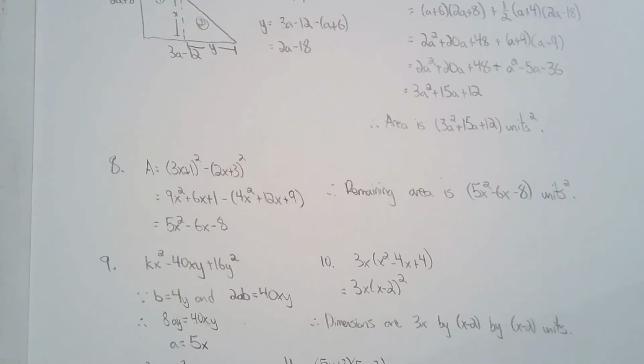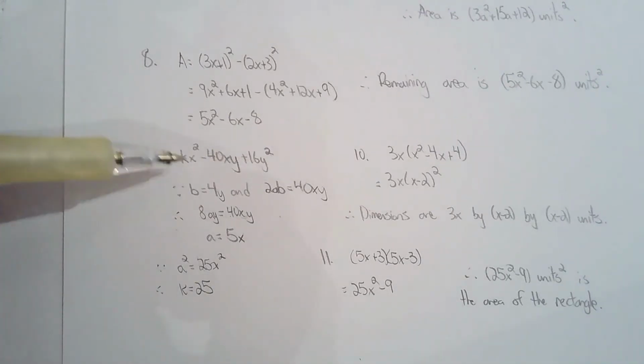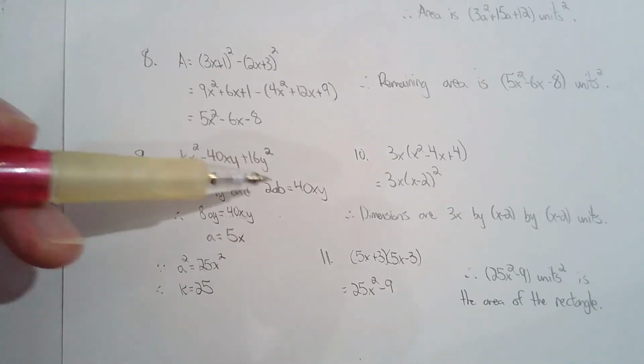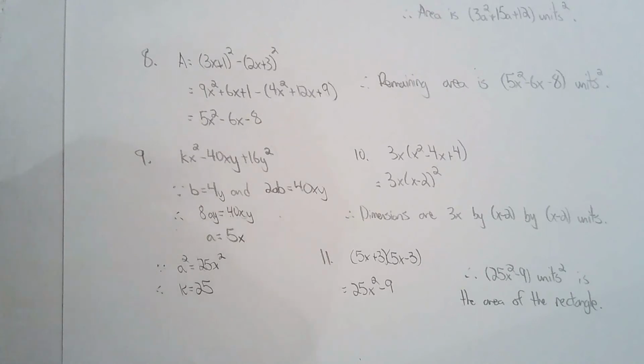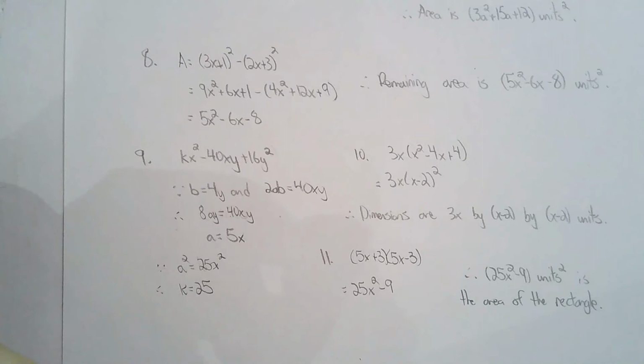For question 8, you basically have like a donut kind of question. You have the area of the big square subtracted by the area of the smaller square, and whatever's left is the remaining area. Question 9, you want to make a perfect square trinomial. So establish what b is, and you establish what 2ab is. Then you can use that logic to find what a is, and once you have a, you can know what a squared is. So then you can establish that k must be 25. Number 10, you basically want to factor and find the dimensions. Yeah, not much to say there.